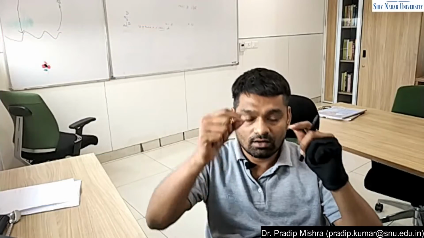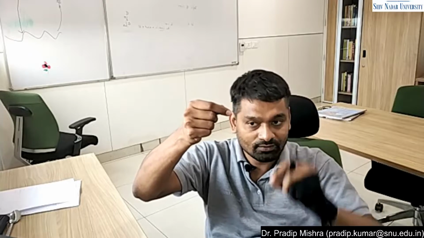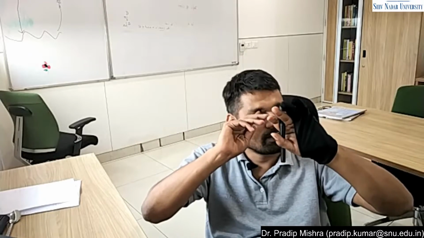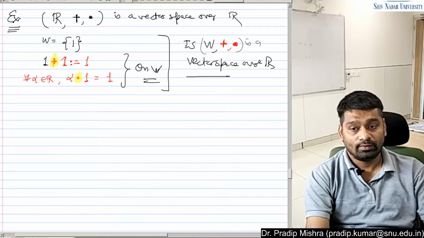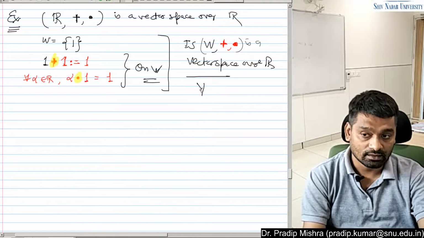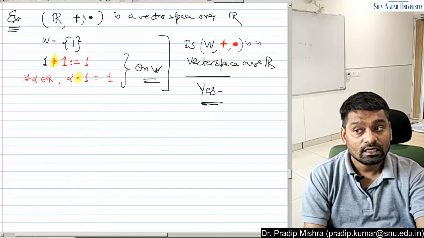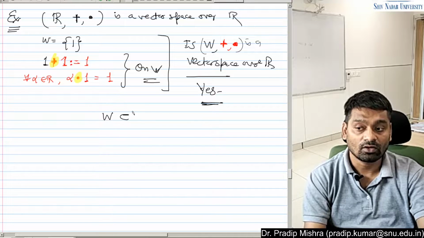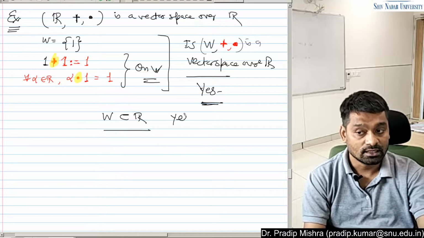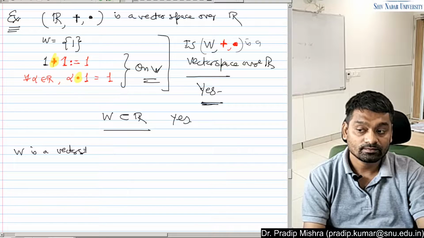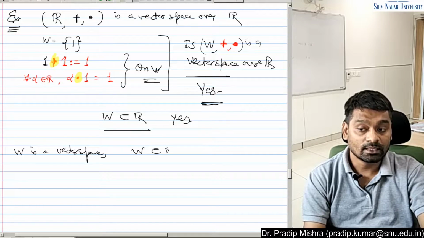It must satisfy all those 8 axioms, four for the addition, four for the vector scalar multiplication, and how the scalar multiplication behaves with the addition. So now whether this is a vector space or not. Answer after pausing the video. If your answer is yes, it is a vector space over R. W is a subset of R or not? W is a subset of R. Answer is yes. So this W is a vector space, and this W is a subset.